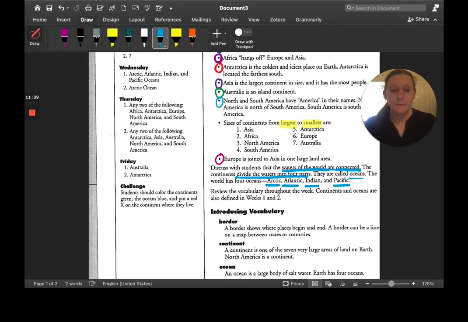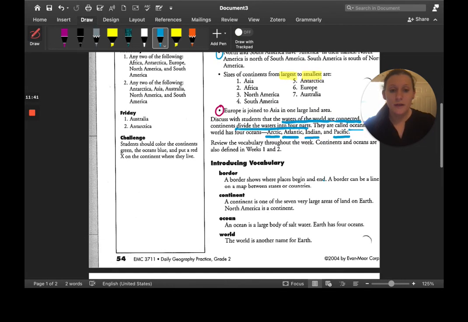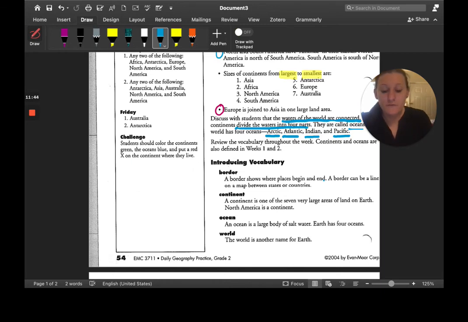All right, so to wrap up our lesson, let's look at our vocabulary here real quick. So we have 4 new words to look at. So number 1, we have border. And a border shows where places begin and end. So a border can be a line on a map between states or countries. And then next we have continent. And a continent is one of the 7 very large areas of land on Earth. And again, North America is a continent, and it is one of the 7 that we talked about.